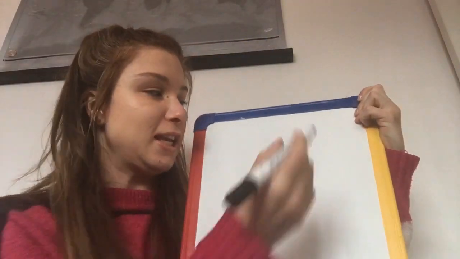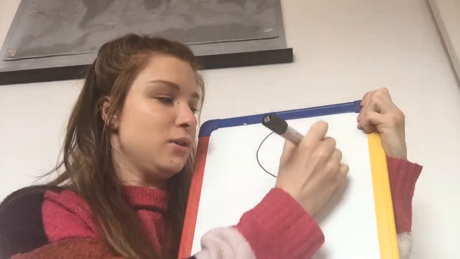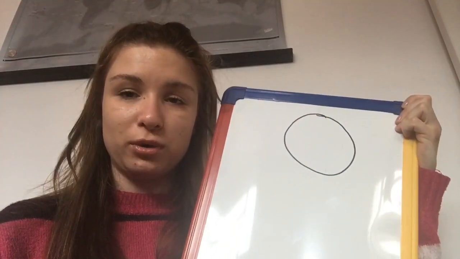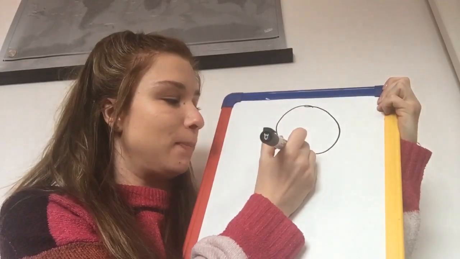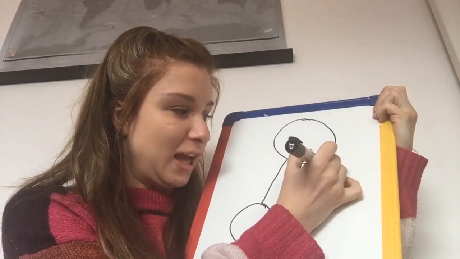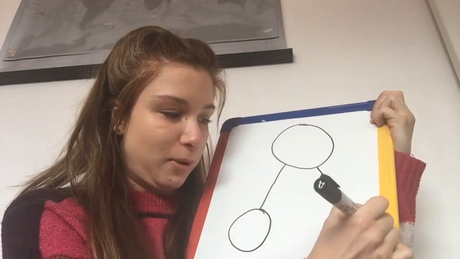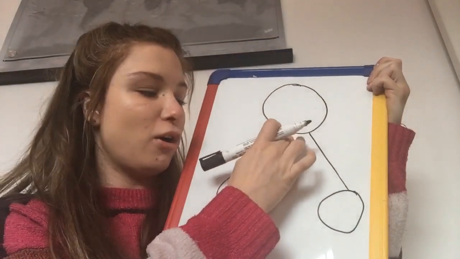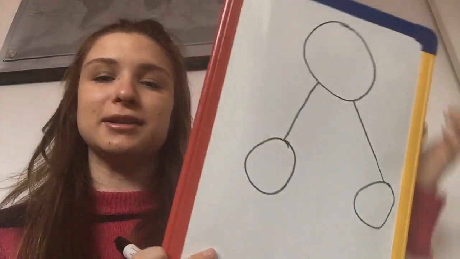So we're going to start off by drawing our part whole model. Does anyone remember how to do that? Should we have a go? So we are going to need a circle for our whole. We can then bring off one line for our part and another line for our part. So we've got our whole and both of our parts.